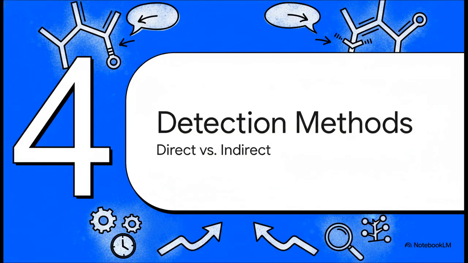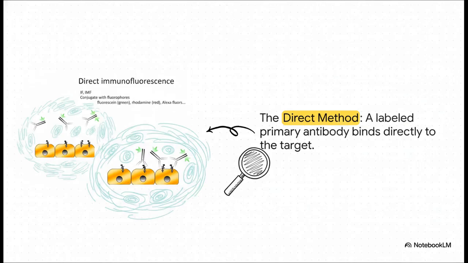Okay, let's peel back one more layer here. We know we need to attach a visual tag to our antibody, but there are actually two main strategies for doing that, and each has its own pros and cons. The most straightforward way is the direct method. It's exactly what it sounds like. You take your primary antibody, the one that finds your protein of interest, and you attach the visual tag directly to it. It's a simple, fast, one-step process.